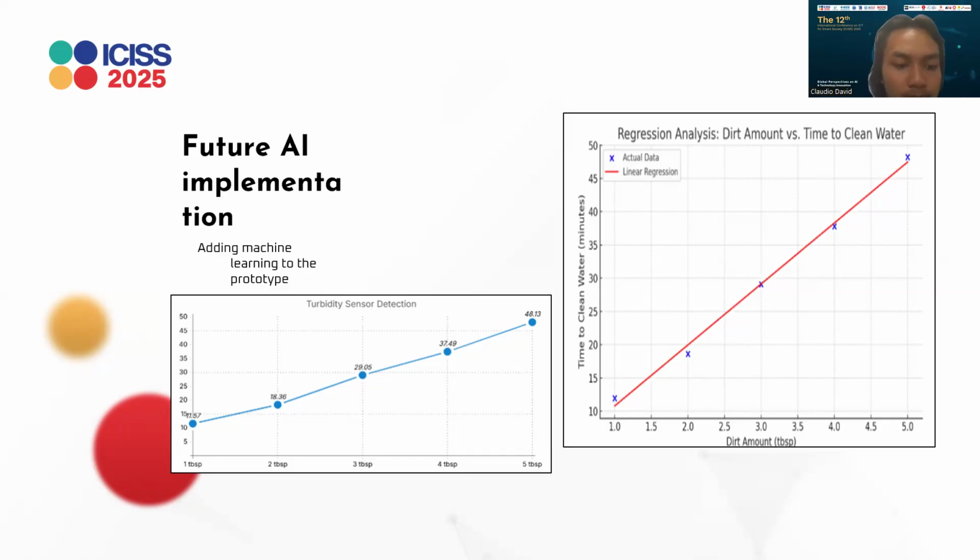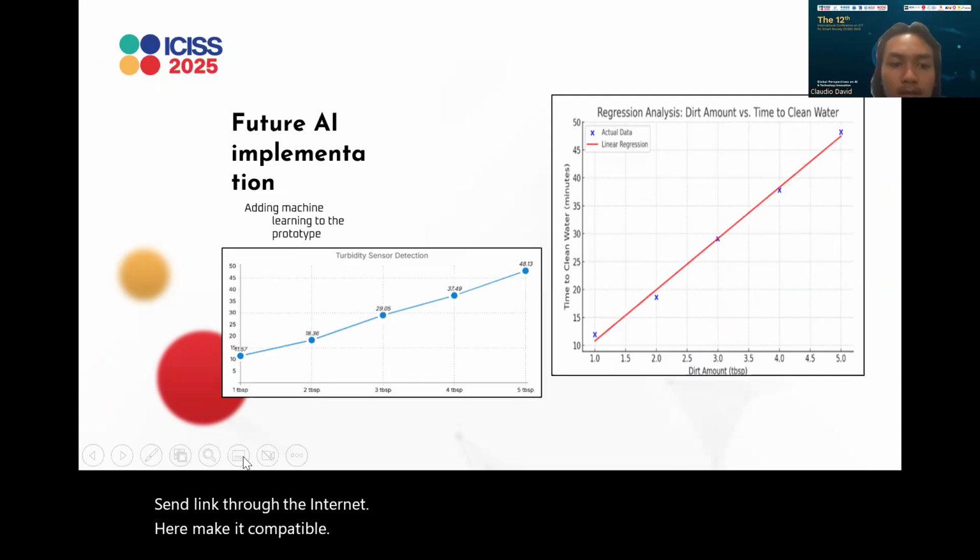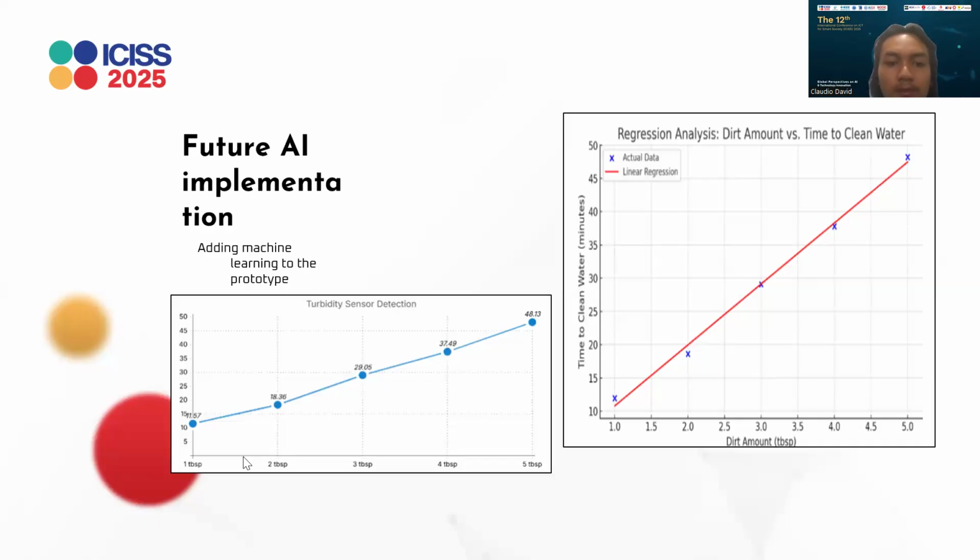So, using the send link through the internet, you can see here, making it compatible with the previous R3 model. And you can see the analog that we receive in the delivery sensor. We will forward it over the internet, unlike the previous one in the R3.